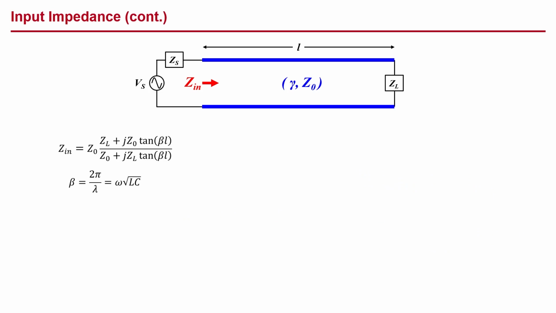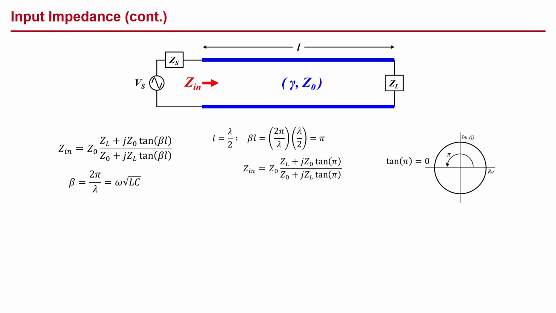Now let's look at what happens when the cable is electrically long, that is, when it is a significant fraction of a wavelength. When L is a half wavelength, our tangent argument beta L equals pi. Tangent of pi equals 0, so the tangent terms go away, and the Z naught terms cancel, so that the input impedance equals the physical load impedance ZL. And this is also true when L equals multiples of lambda over 2.